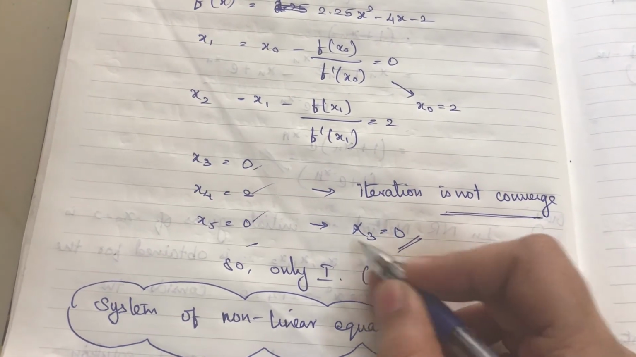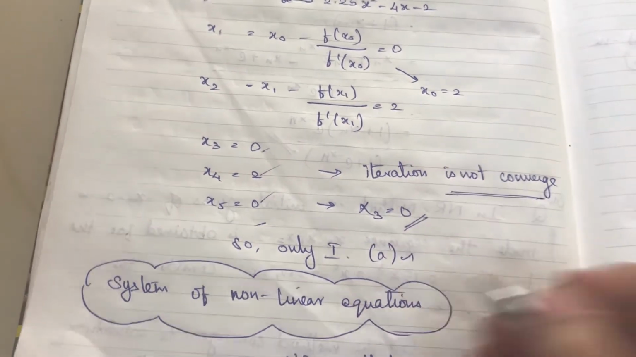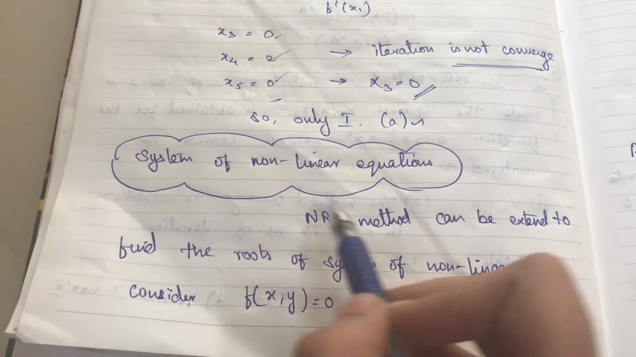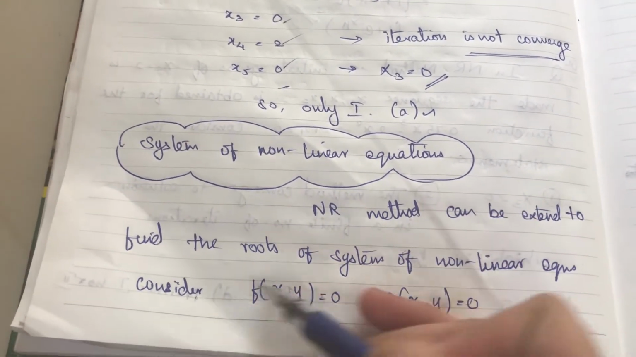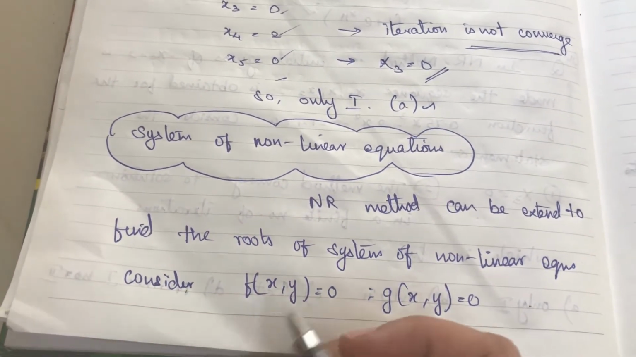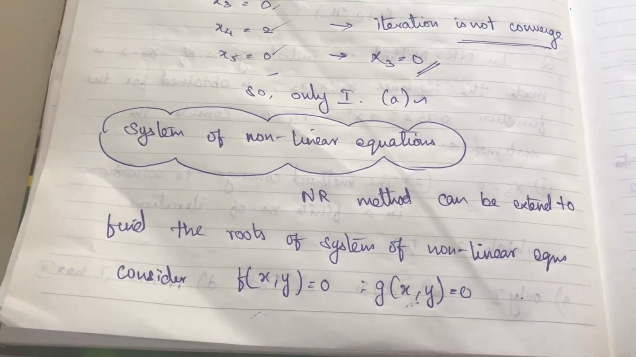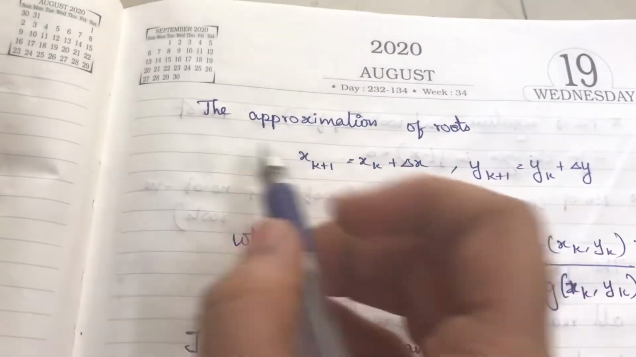So the first statement is x3 which is equal to 0. So only one follows. Next one, system of nonlinear equations. The NR method can be extended to find the roots of a system of nonlinear equations. We just need to consider the two functions, f and g, which are both equal to 0. The approximation of roots.